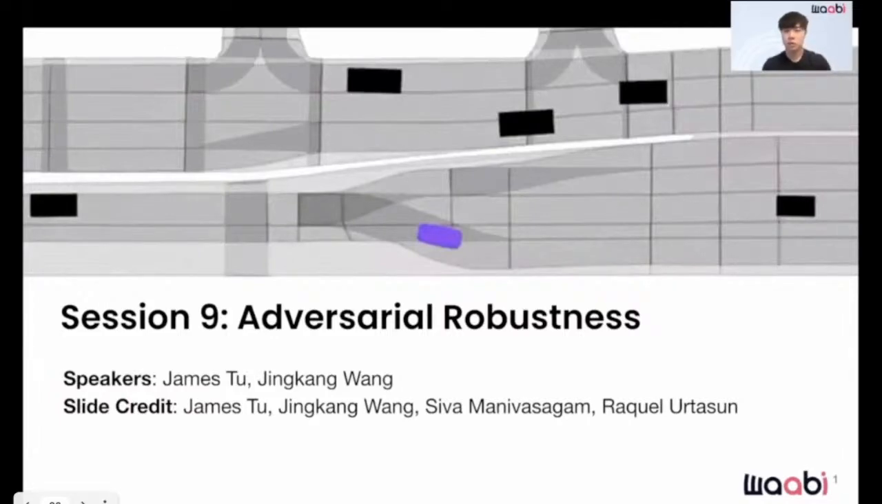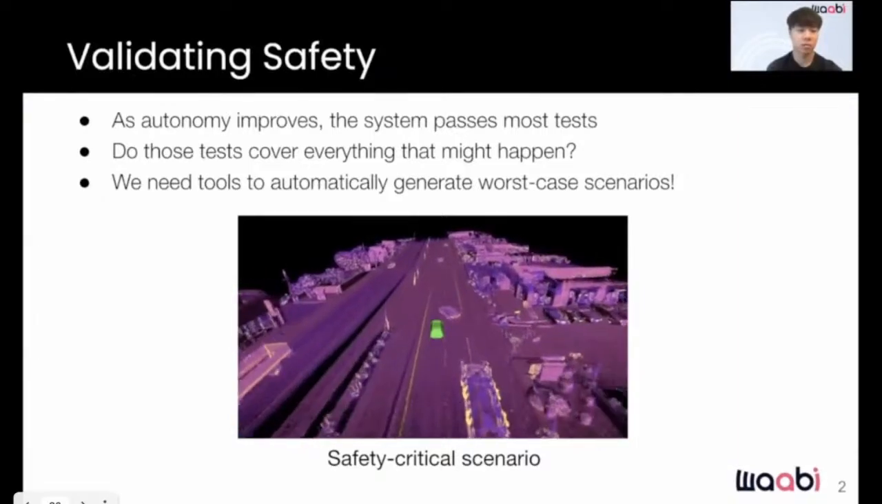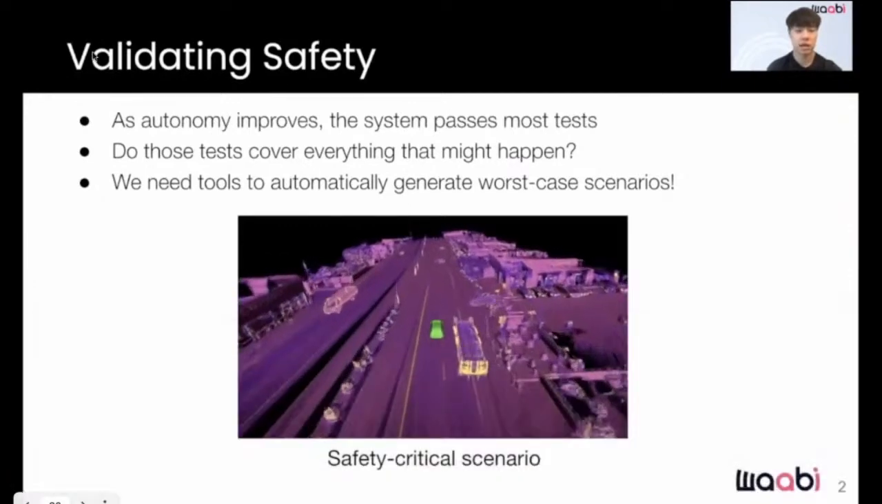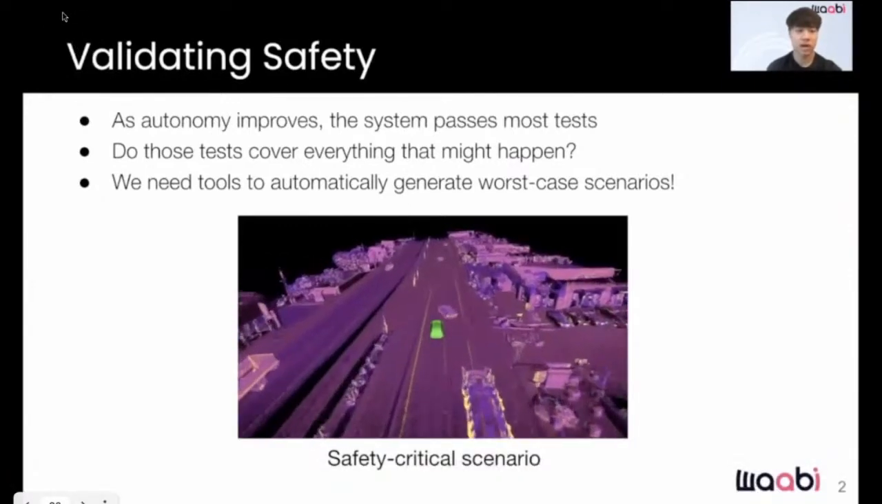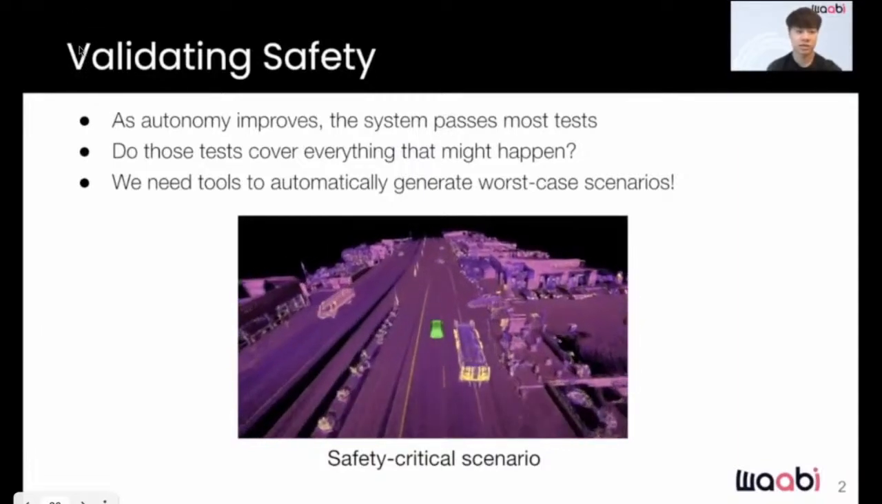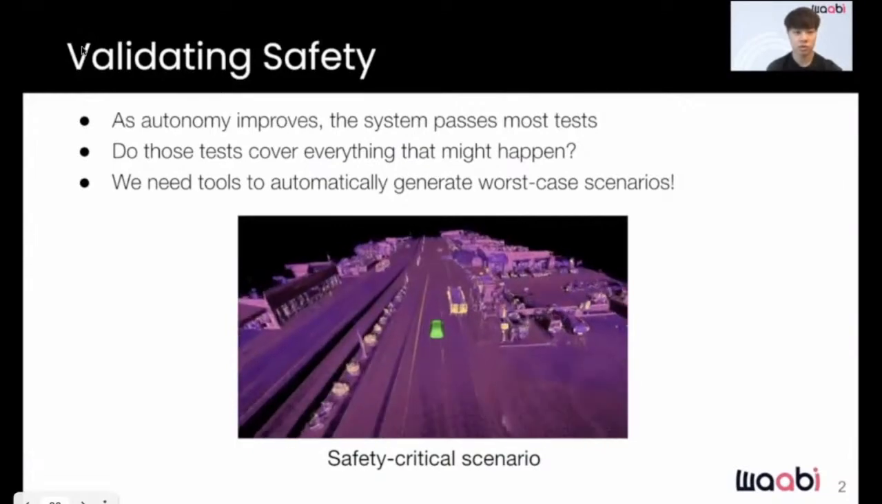As autonomy systems continue to improve, they pass more and more tests, saturating performance on standard benchmarks. However, do these tests cover everything that might happen? Benchmark datasets don't necessarily test capabilities in safety-critical scenarios. So we need tools to automatically generate worst-case scenarios.